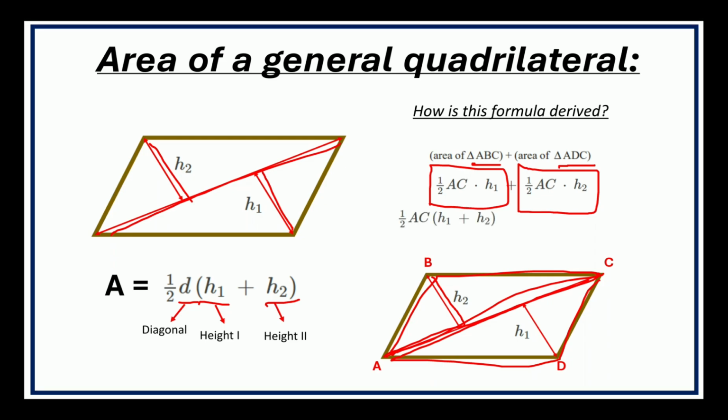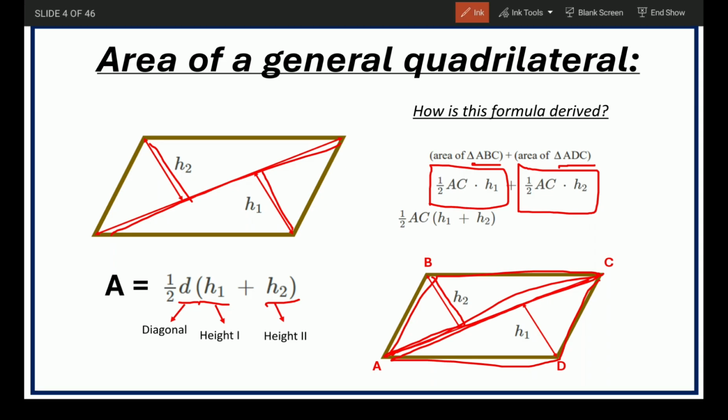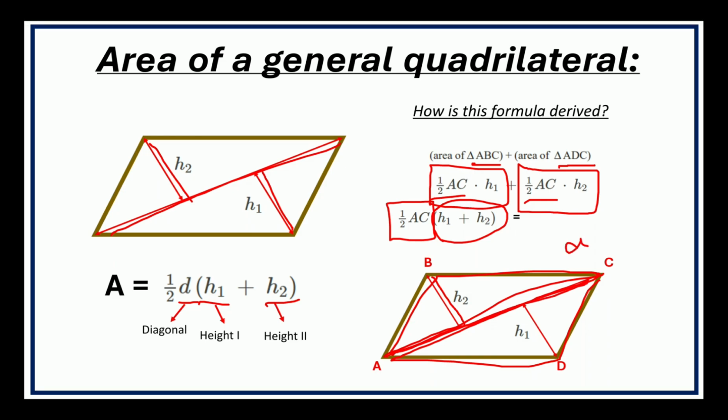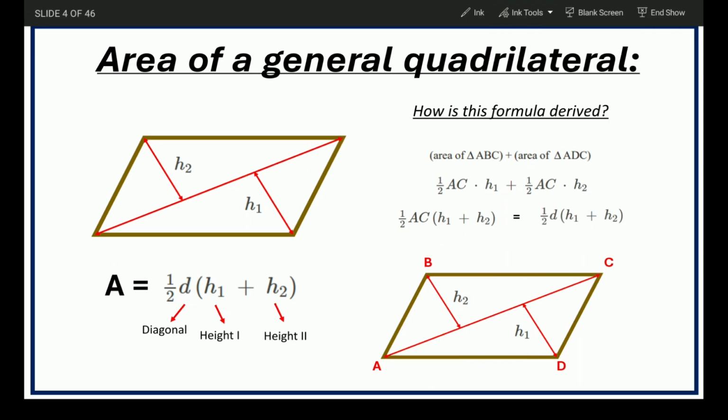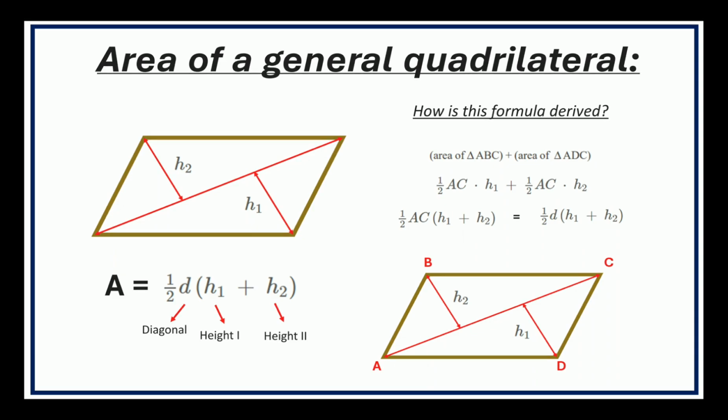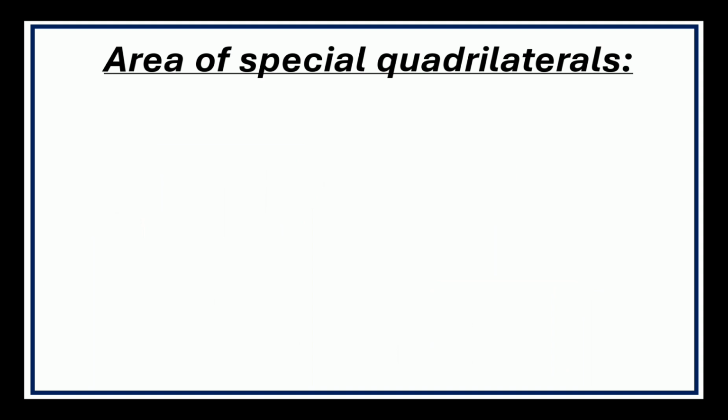Now how can we simplify this further? Very simple. Since 1 by 2 AC is common in both of them, just take it out. You have factorized it, that's H1 plus H2. Now what is AC over here? AC is the diagonal of the entire quadrilateral. So the end formula gives us 1 by 2 D into (H1 plus H2). Very simple. Now another quadrilateral before moving on to our exercises.